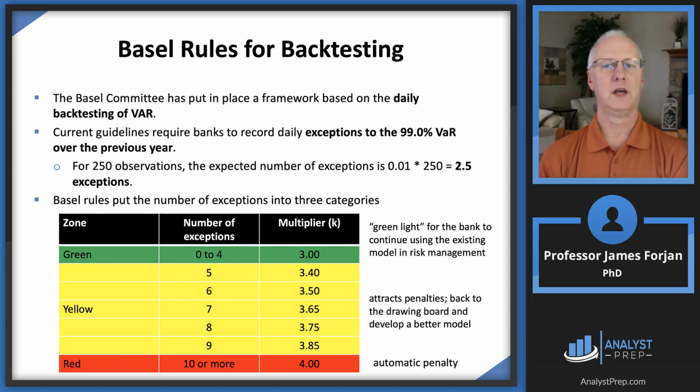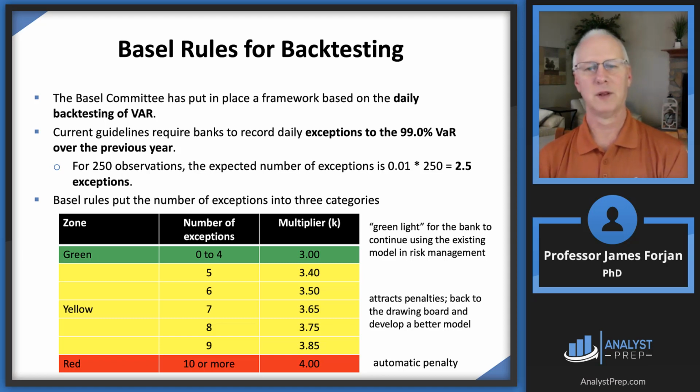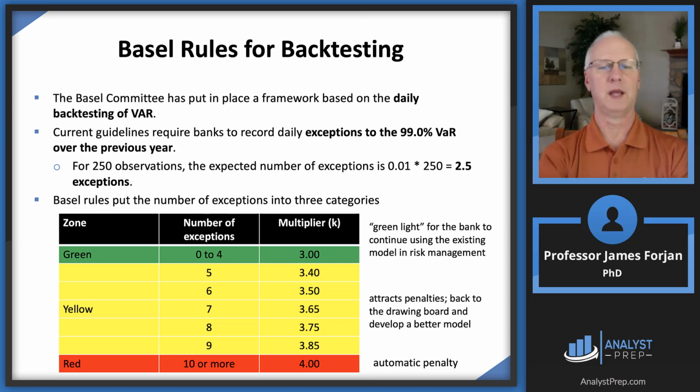All right, so the committee has put in place a framework based on daily backtesting of value at risk. And this is kind of interesting. Here in the United States, when we drive around, we have green lights and yellow lights and red lights. And I'm guessing that's similar driving rules throughout the world. So it's interesting to look at this table, because green light is definitely green, right? That means that the financial institution can probably continue to use its existing model. The red light is a suggestion that the financial institution probably should not continue to use its existing model.